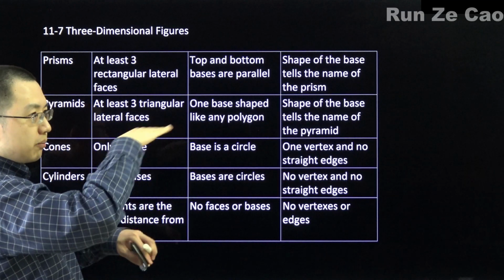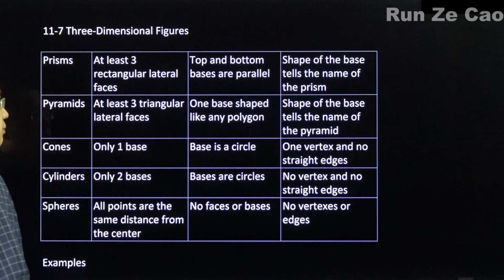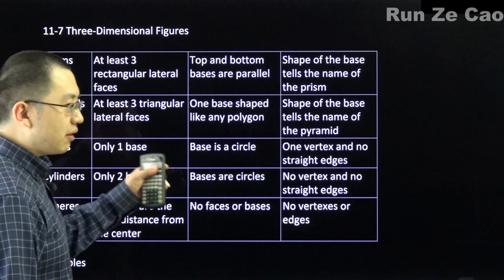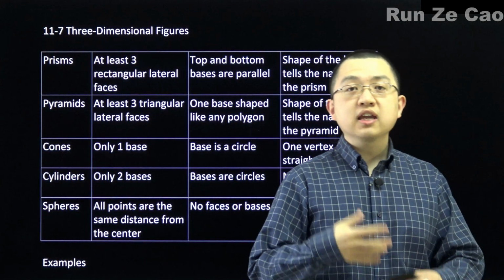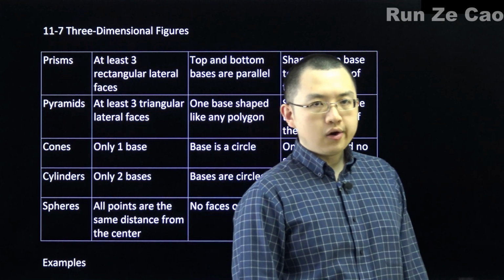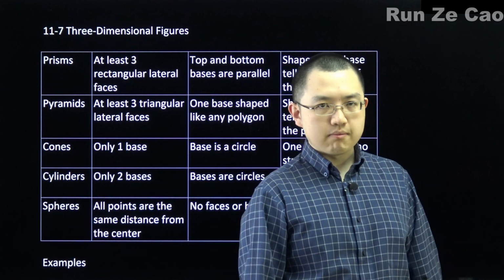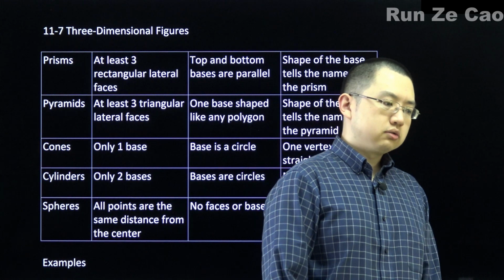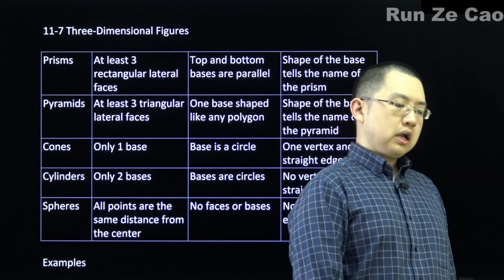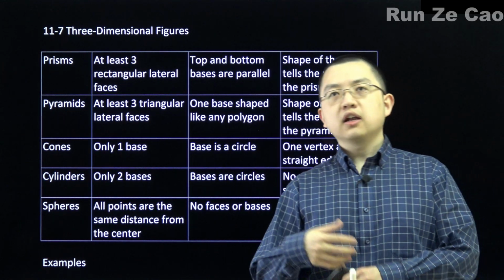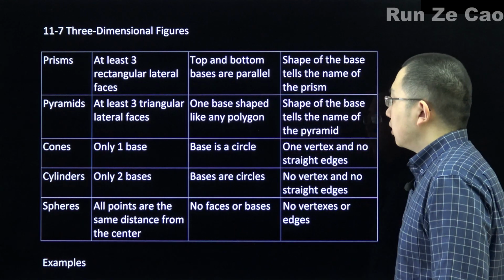So a prism has at least 3 rectangular lateral faces. The top and bottom bases are parallel in a prism. The shape of the base tells you the name of the prism, like say a triangular prism, or a rectangular prism, or a quadrilateral prism, or a pentagonal prism, or whatever.